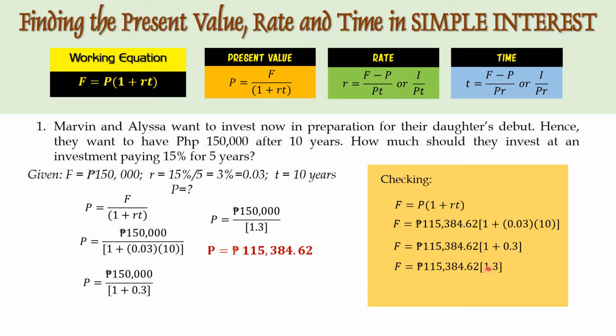Then multiply 1.3 to the principal amount or present value na nakuha natin. So by multiplication, it will come up to 150,000 pesos, 0.006 centavos. So, pag ni-round off natin into whole number, that is equal to 150,000 pesos. Therefore, tama ang sagot natin kasi equal silang dalawa. Okay, next.